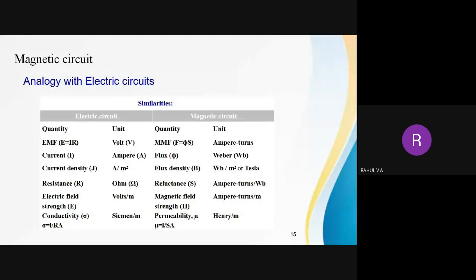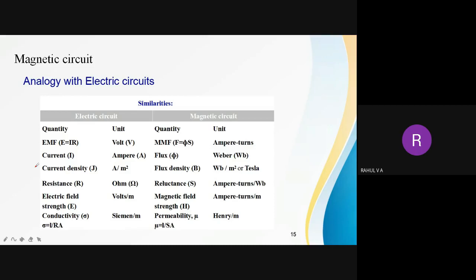When we are comparing magnetic circuit with electric circuit, the similarities are: in electric circuit we have EMF, electromotive force. It is a force required to move an electron from one end to another end. Similarly, in magnetic circuit, we have MMF, magnetomotive force. This is a force required to move lines of force from north pole to south pole, and from south pole back to north pole through the body of the magnet.